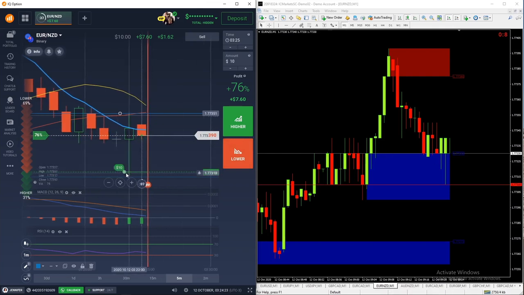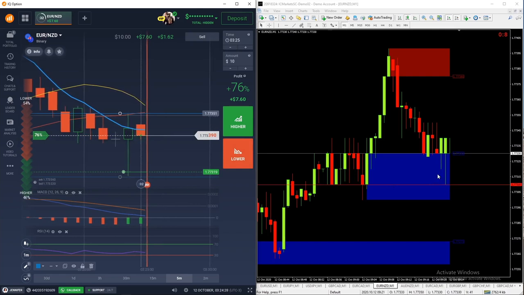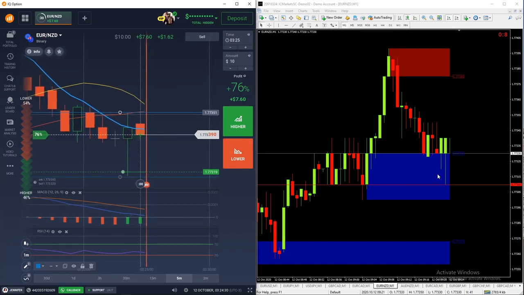Blue, the second confirmation being the previous support, which is this one, and that's exactly where I clipped it, and I'm now in the money. It's going to be closing in about 30 seconds.